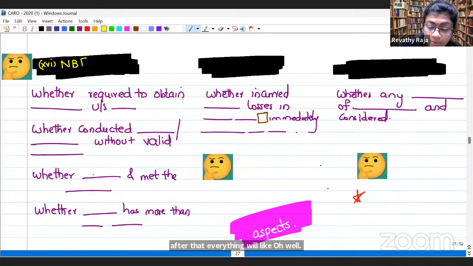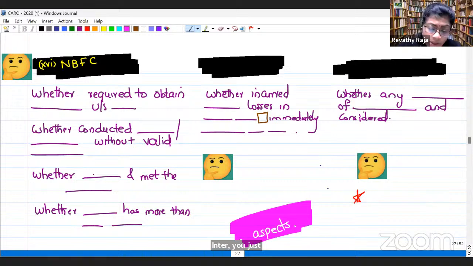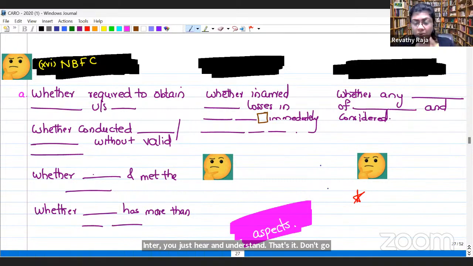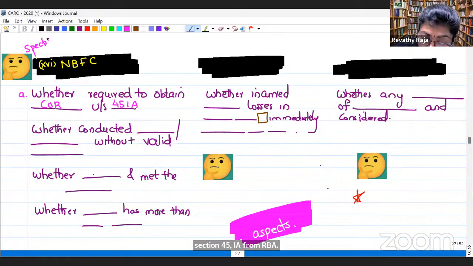This is relating to NBFC. In Final, we have a chapter itself, NBFC audit, which is chapter number 14 in the new syllabus. Inter students, you just hear and understand. That's it. Don't go further. To start an NBFC, the first step is to obtain a COR, Certificate of Registration, under Section 45IA from RBI. This is specific only for NBFC audit. You are checking whether your NBFC has obtained COR from RBI.